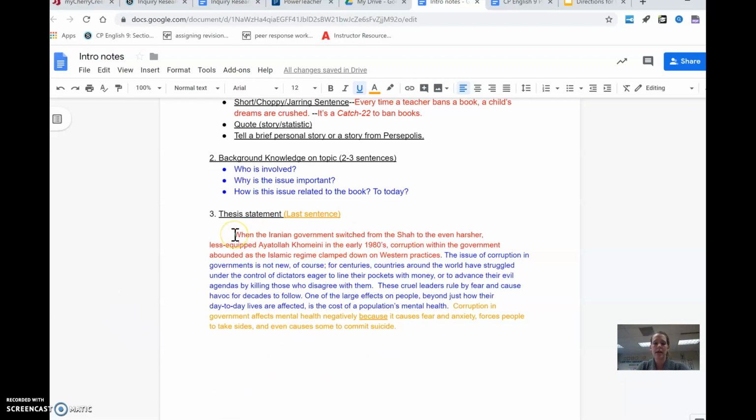So I actually did some background information, a story from Persepolis or the time. And since my inquiry question is, what are the effects on people's mental health when there's a corrupt government in charge? I want to start immediately by talking about corruption in government. So I said this: when the Iranian government switched from the Shah to the even harsher, less equipped Ayatollah Khomeini in the early 1980s, corruption within the government abounded as the Islamic regime clamped down on Western practices.